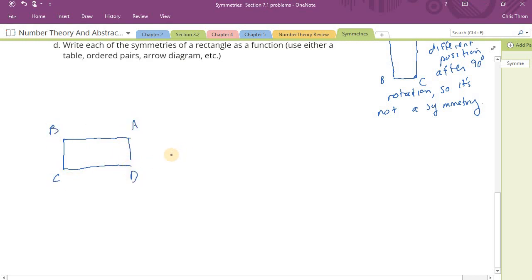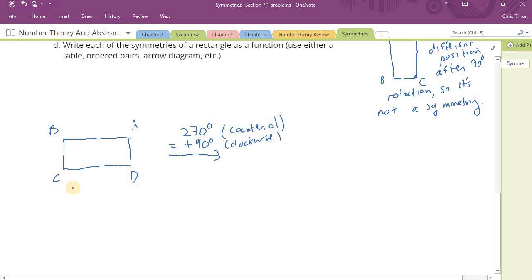Now what about a 270-degree rotation? After a 270-degree rotation, what's it going to look like? Now you can think of 270 degrees. When we talk about rotation, we're always talking about counterclockwise. And that's the same thing as minus 90, or I can say plus 90 clockwise.